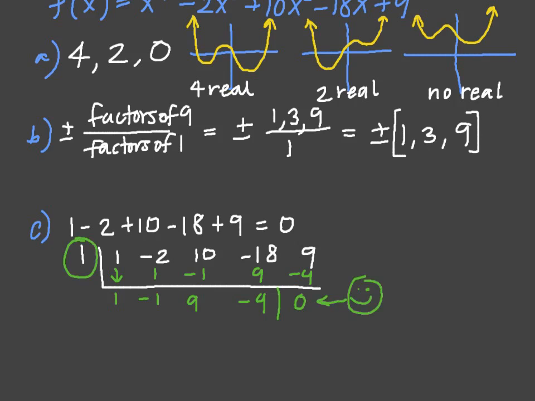Okay, so this problem is a little bit different from the last one. What we get as our depressed polynomial, these give you the coefficients for your depressed polynomial, which is 1 power lower than your original. So your original polynomial was to the 4th. So now we're working with to the 3rd. Okay?